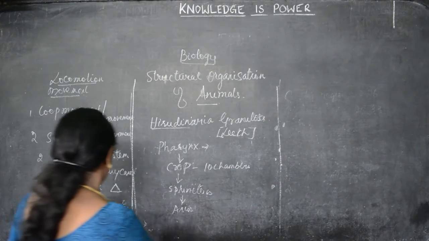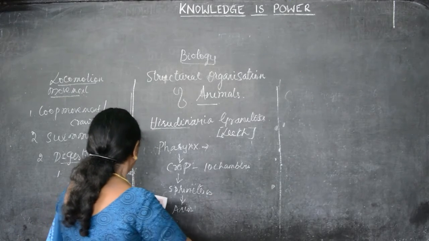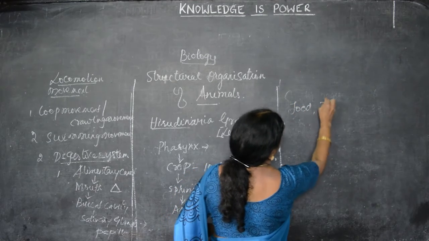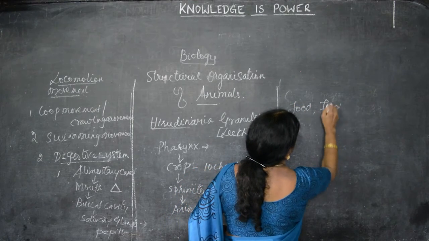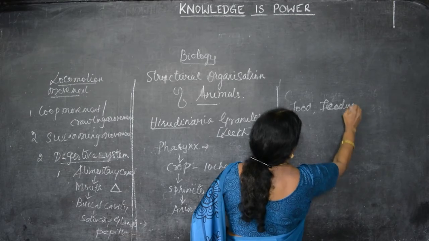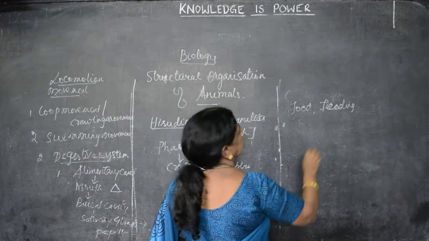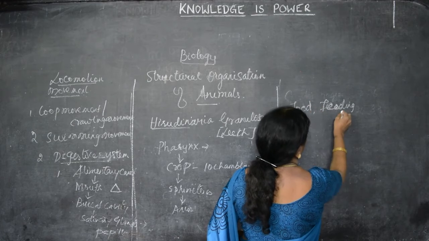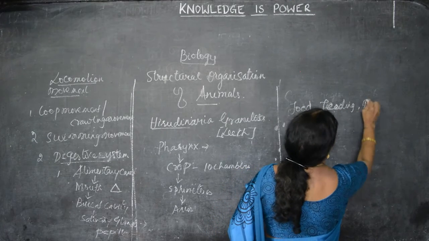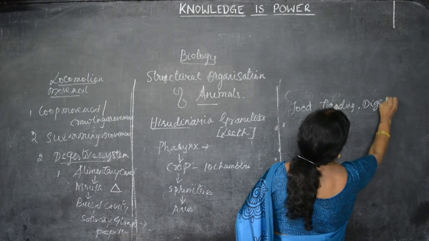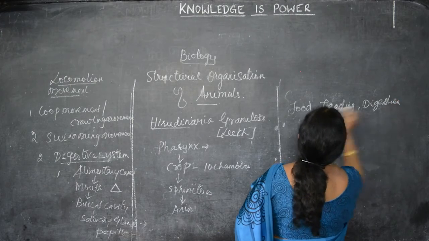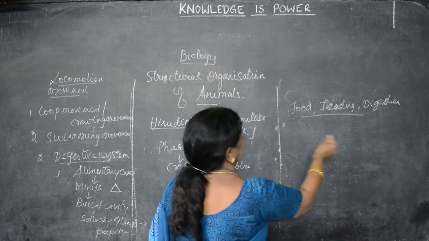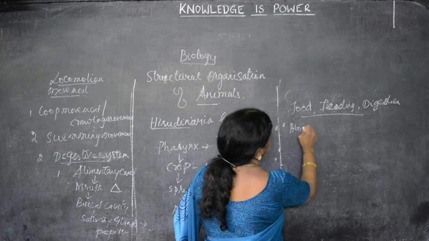Next to the digestive system, we have to go for feeding. Food feeding, everything is the same. Food means the food that is taken. Then feeding: what kind of movement it makes to take the food, how it is digested, and finally digestion. Food, feeding and digestion.